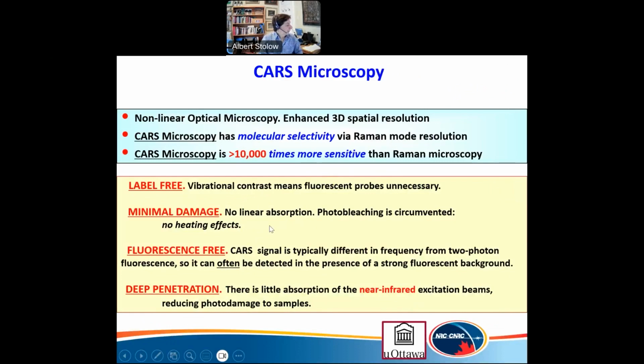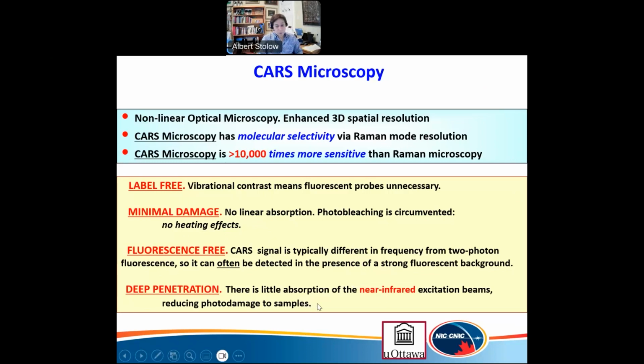There's no linear absorption. I can choose those yellow and green colors so that they're not directly absorbed. It's only the difference frequency that counts. So it means that I'm not going to burn the sample. I'm not going to heat it. It's insensitive to fluorescence because I can choose colors that are not absorbing, and so it doesn't fluoresce. And also, the signal, as I said, is 10,000 or 100,000 times stronger. So it actually means it can even be stronger than fluorescence.